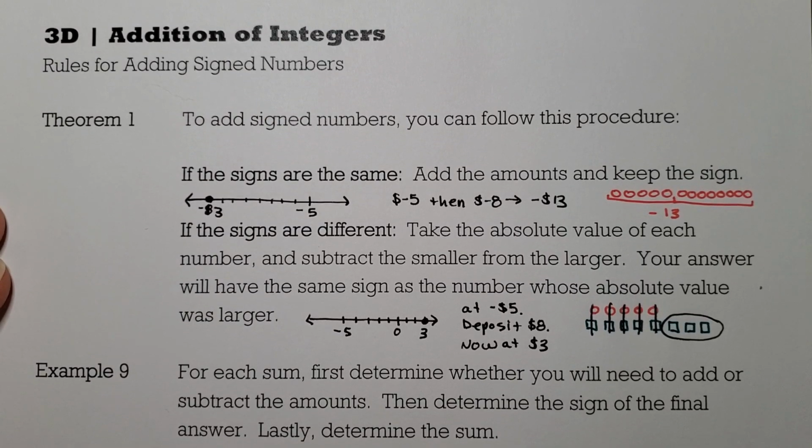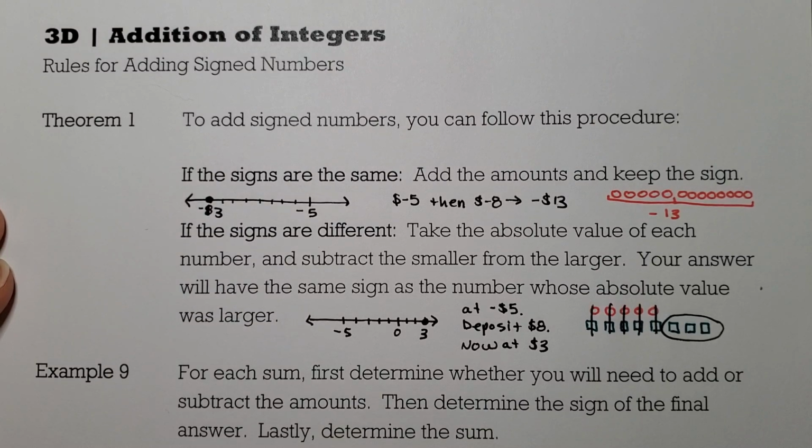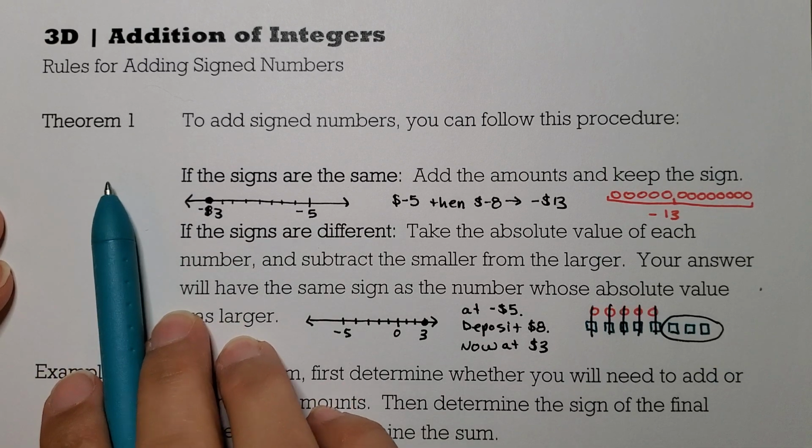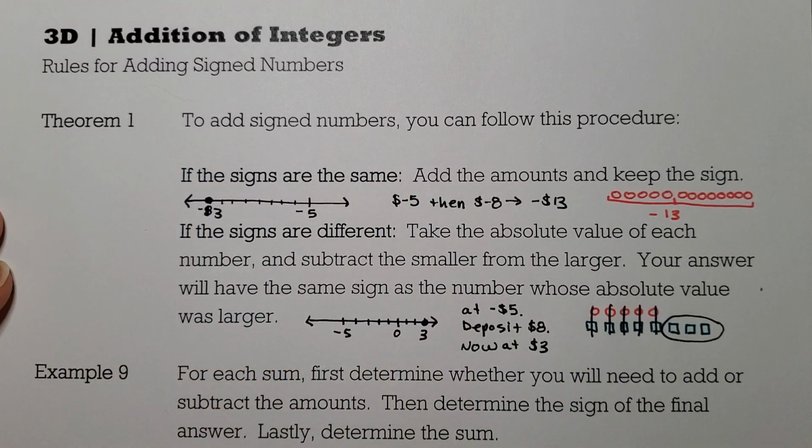Hello, I'm Professor Rad, and today we're going to talk about the rules for adding signed numbers. These rules are going to be based off of our experiences of adding with number lines, or thinking of signed numbers in terms of money, or thinking of doing battle between different colors or shapes. So, Theorem 1 states, to add signed numbers, you can follow this procedure.